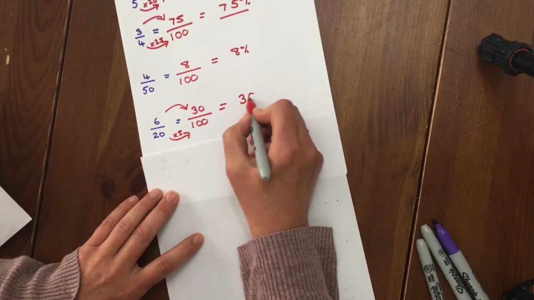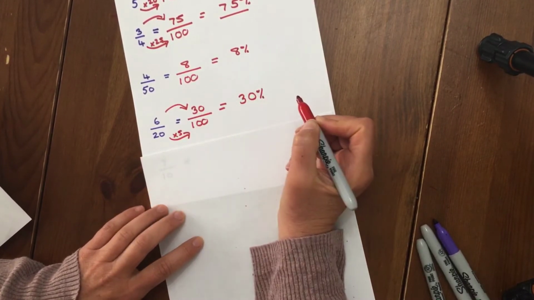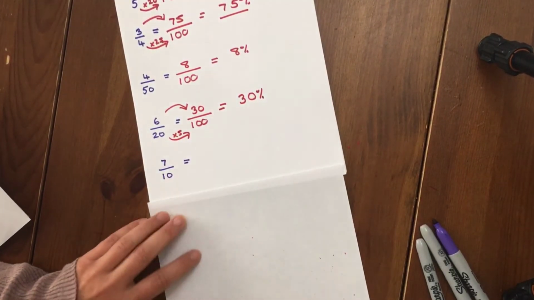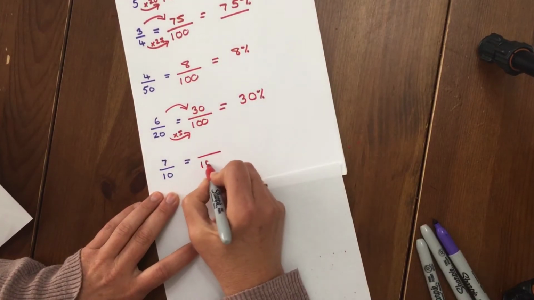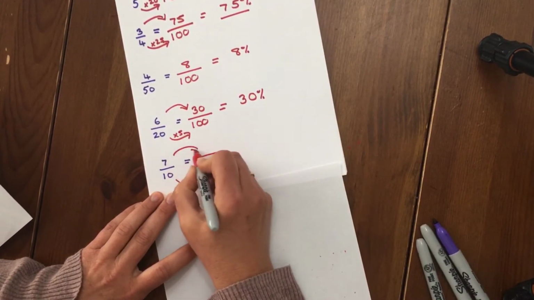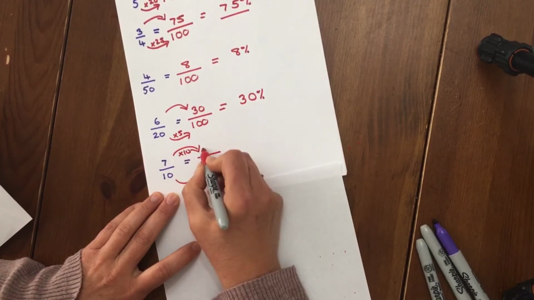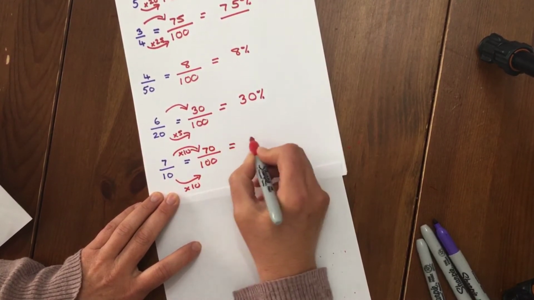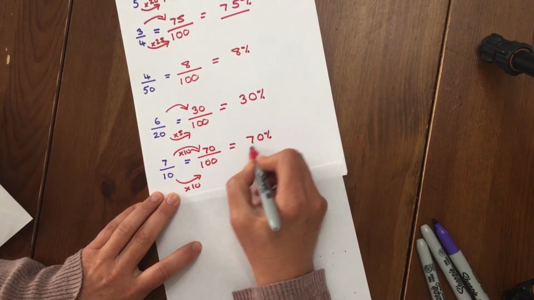So I get 30%. Last one. Okay, I can put it out of 100, times the bottom by 10, so times the top by 10. So I get 70, or 70%.